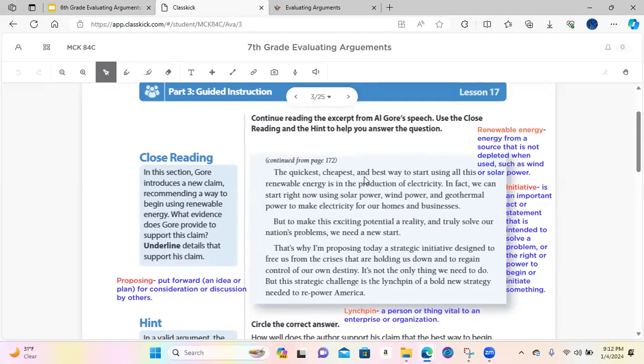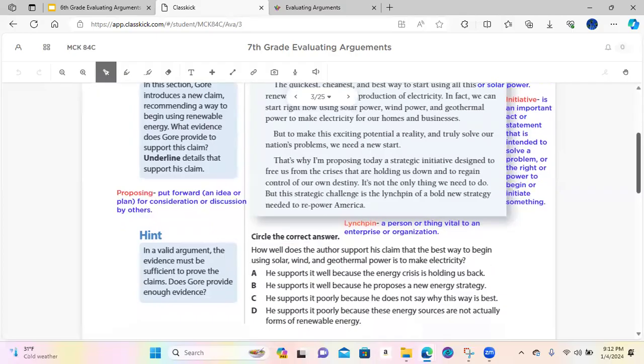The quickest, cheapest, and best way to start using all this renewable energy is in the production of electricity. In fact, we can start right now using solar power, wind power, and geothermal power to make electricity for our homes and businesses. But to make this exciting potential a reality and truly solve our nation's problems, we need a new start.